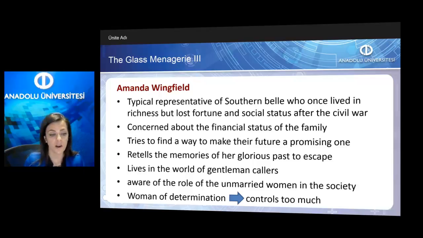realities around her. She is apparently living in the world of gentleman callers, where a gentleman caller comes and solves all the problems. But she is aware of the role of the unmarried woman in society, and she is the woman of determination in this play, but she controls too much, especially her children.